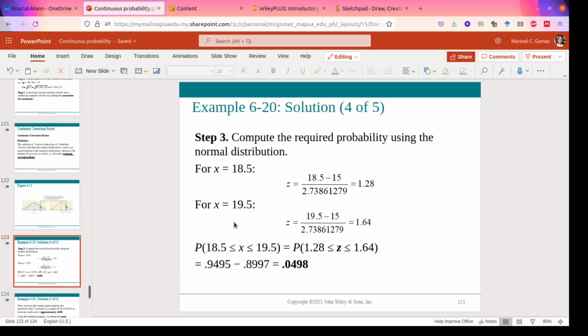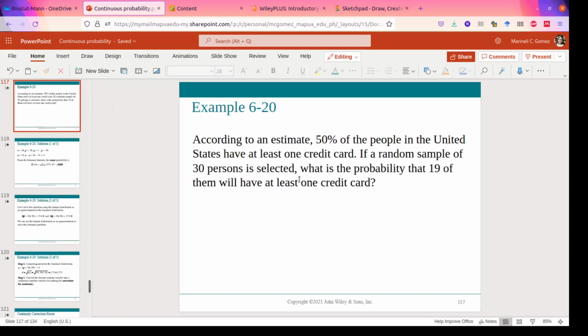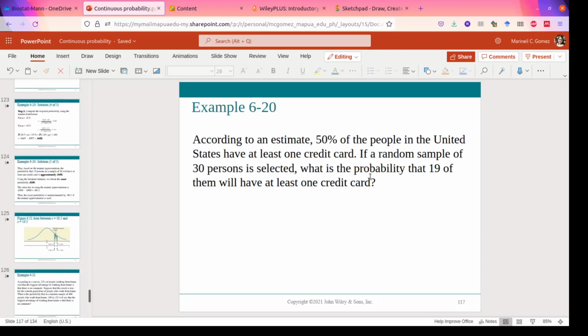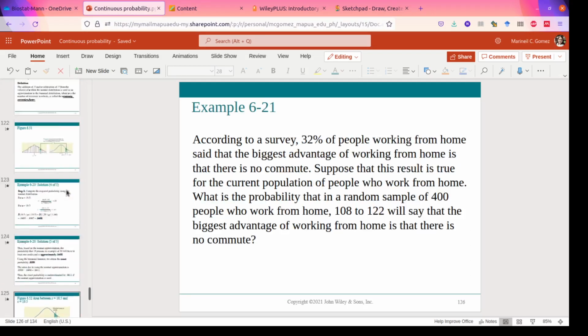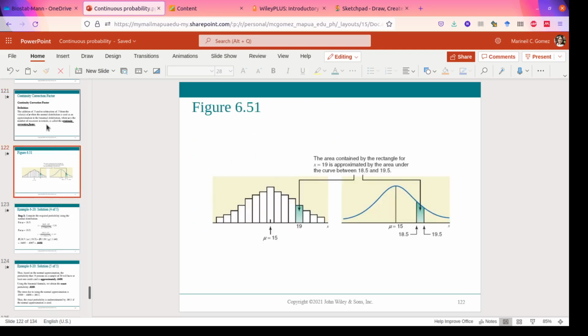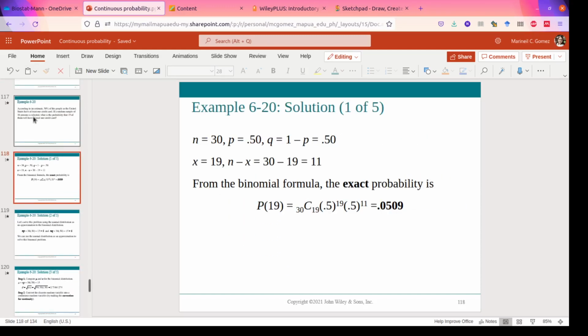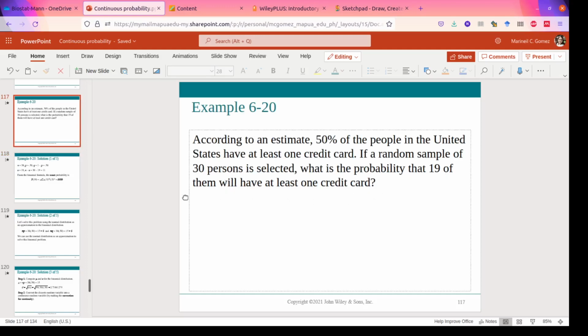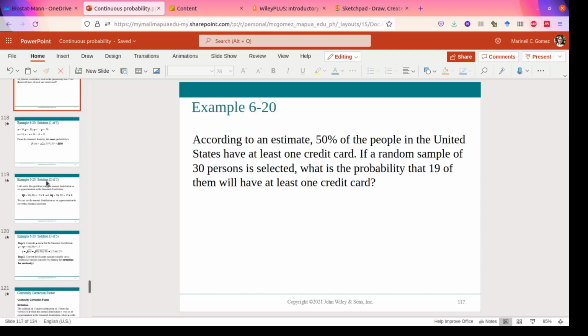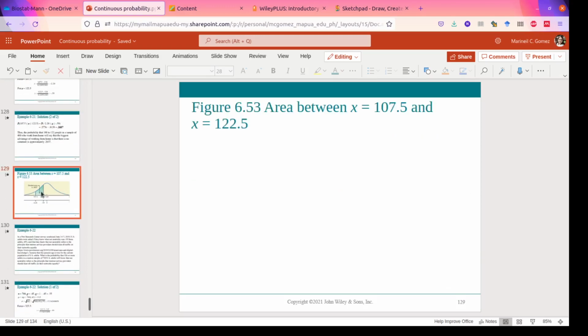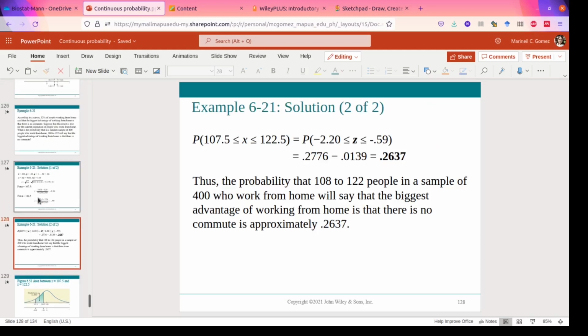Going back to our equation, the problem here is 19. What's the probability that at least 19 of them will have one credit card? So the value is 19, which is actually a single point.